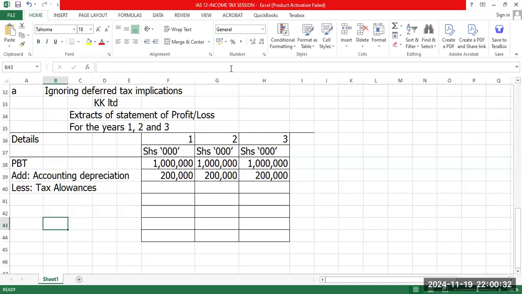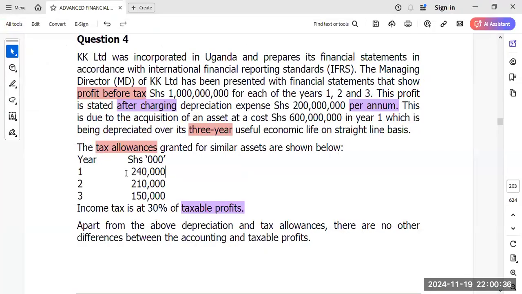And we are given tax allowances for each year. So year 1, it is this one.